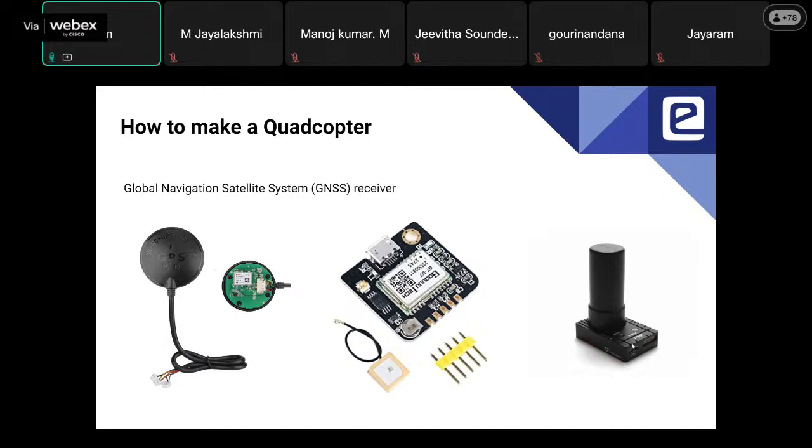Then you come across something like this, which is known as RTK GPS. What is special about this compared to the other two is that it can provide much more accuracy, up to centimeter level. After this session, you can Google these things and check what the difference is between a normal GPS and an RTK GPS. This is needed if you need very high positional accuracy. So that's all about the GNSS system.